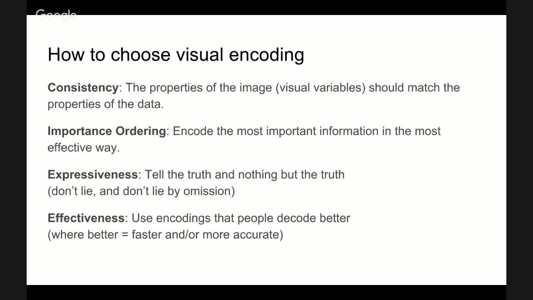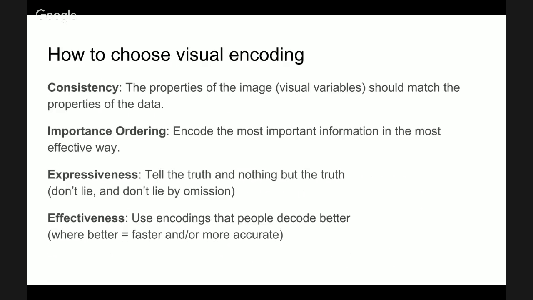Second principle is importance ordering. So certain channels, so encoding channels like position, color, size, some of these channels are more effective than other channels. And you should always think about what do I want to show in this visualization? What is the most important field? What is the most important dimension? And encode that with the most effective channel. And I'm going to talk about in a second about what is this ordering of channels.